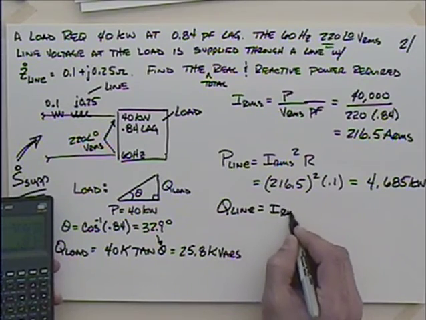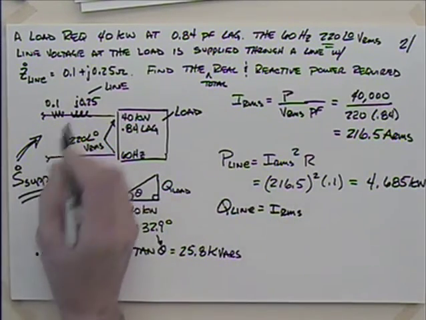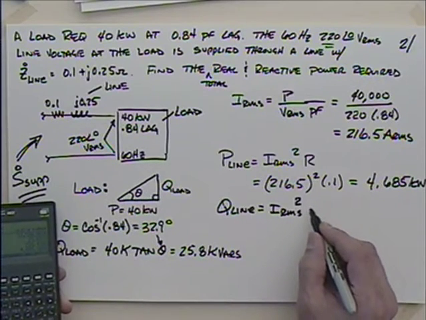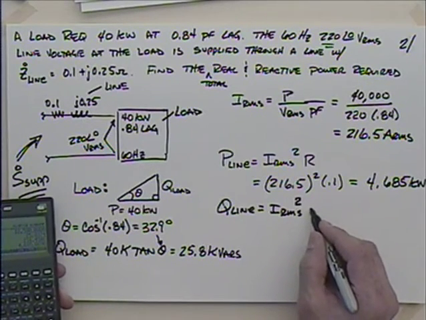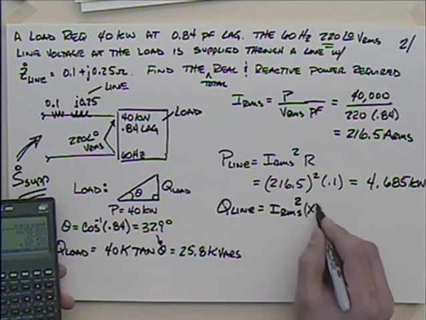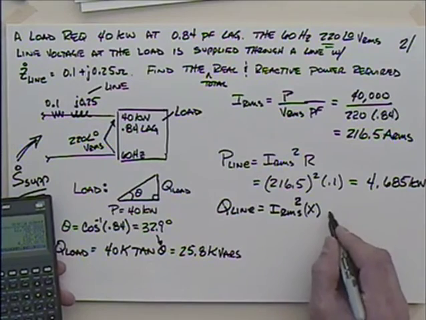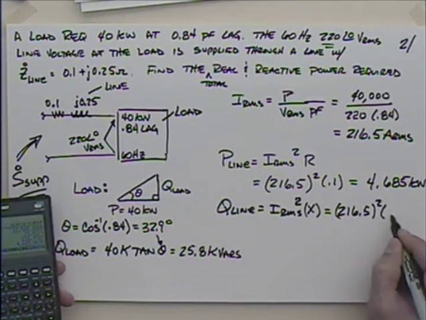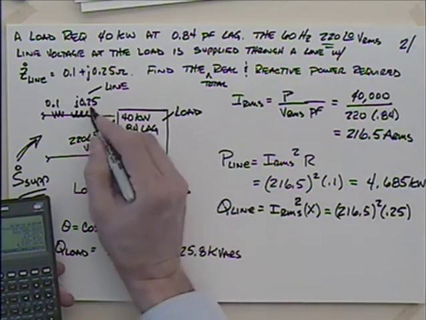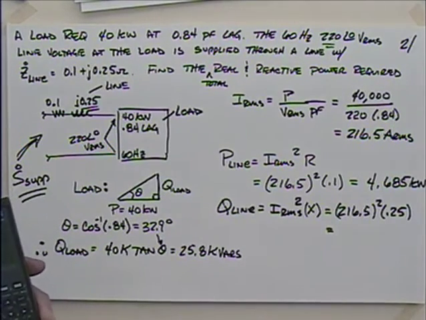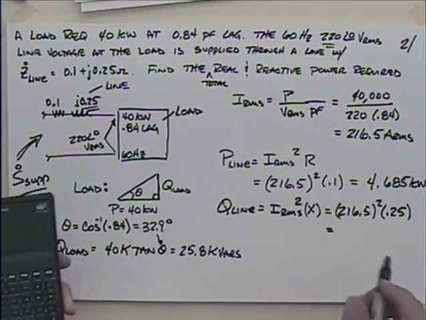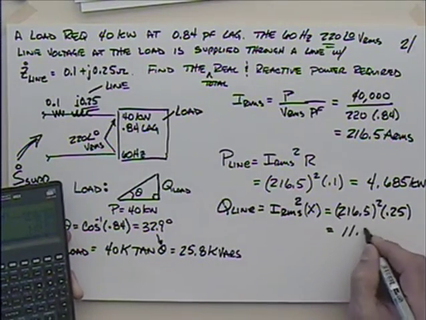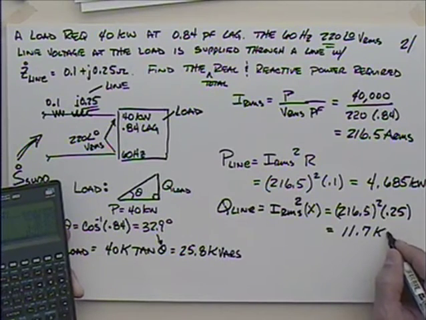Could I talk about Q for the line? Yeah, IRMS. I is handy because it goes through both. Whatever current goes through the resistor is going to go through the inductor. I square that and multiply it by X, the imaginary portion. So that's 216.5 squared times 0.25. Turns out to be 11.7 kvars.